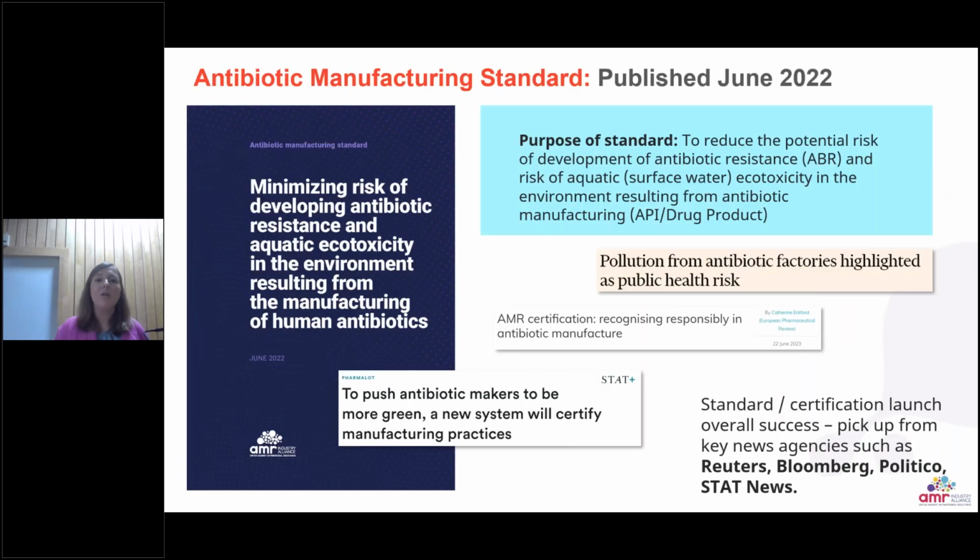So here's a little bit more detail about the standard before we get further into the assessment process. Again, the purpose of this standard is really to reduce the potential risk of the development of antibiotic resistance and the risk of aquatic surface water ecotoxicity.